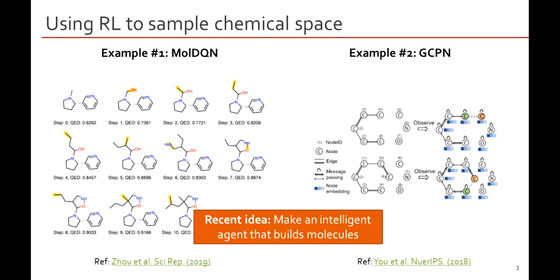Here we're measuring the quantitative estimate of drug likeness, or QED. And you can see that this agent not only takes steps that will improve the property, but is also intelligent enough to know when it can take a step that worsens the property, but allows us to access a better space in the end. GCPN also follows this policy of how I can build up a molecule step by step, atom by atom, bond by bond, and both use different kinds of reinforcement learning algorithms that we're going to dig into deeply in this lecture.